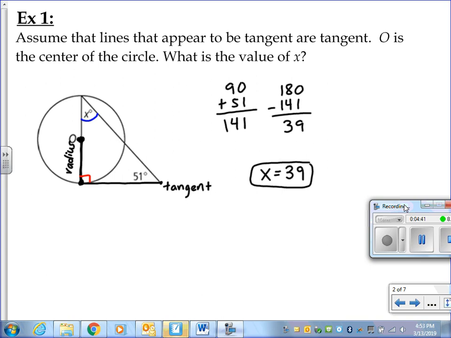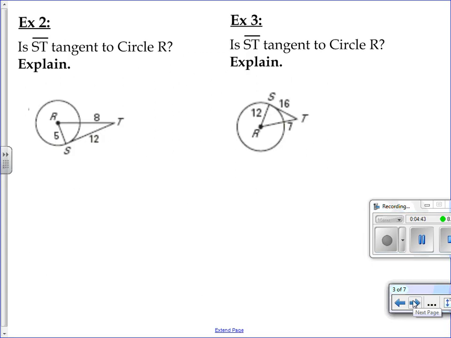Take a look at example 2. Example 2 says, is segment ST tangent to circle R? And we need to explain why or why not. So let me look for ST. Okay, ST is this bottom segment here. It looks like it's tangent. It looks like it's just touching the circle at S, but we need to mathematically show if that's correct.